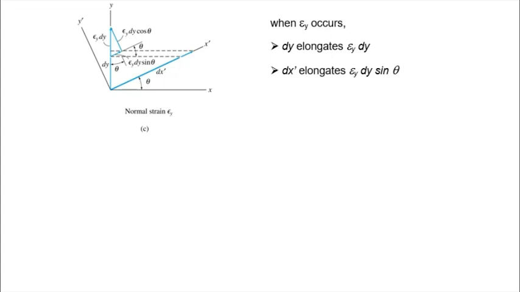Then if we look at the y direction, dy, when only strain y occurs, we will find the elongation here. The whole thing is the elongation due to strain y. So strain y dy will give you the whole elongation. Again, it has two components, one in the x prime direction and the other in the y prime direction.